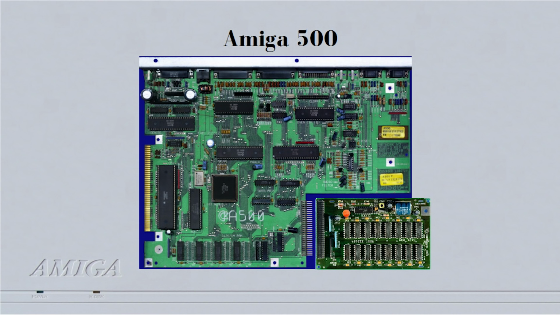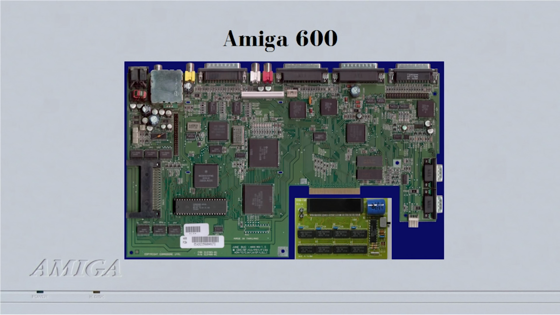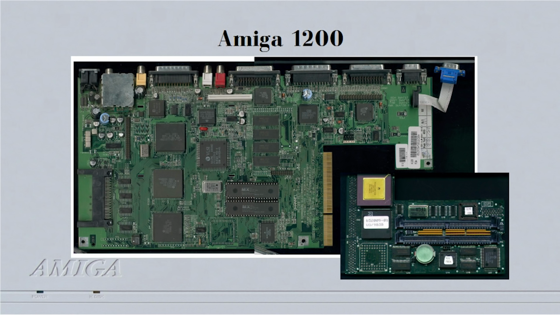Then you come on to the 500. Really, biggest difference between the two is you got a big square chip in there. You have this RAM board. It's all kinds of stuff. 600 shaped like that. 1200 shaped like that.